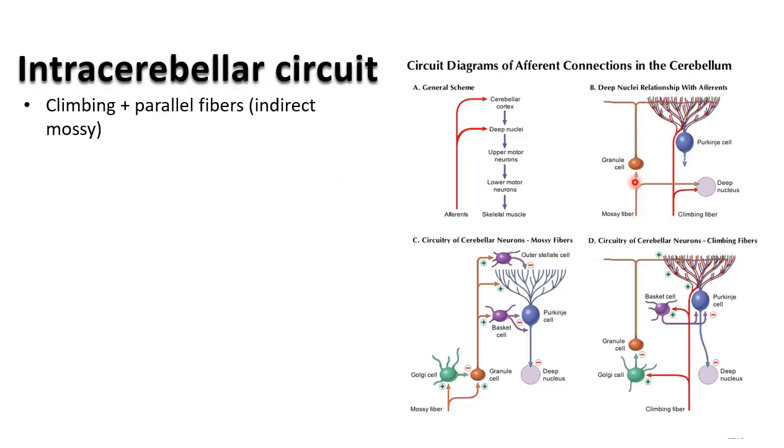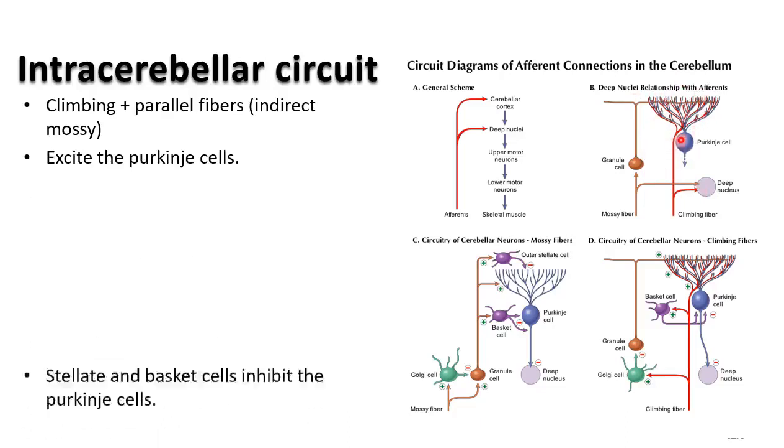Now these mossy fibers, you are able to see, also give collaterals which go to the deep nuclei. In the same way, the climbing fiber doesn't form a synapse with the granule cells or the Golgi cells, it goes directly, and it also gives collaterals to the deep nuclei. So that is one thing. They both, climbing as well as the parallel fibers, excite the Purkinje cells.